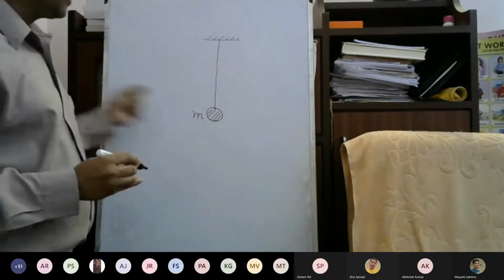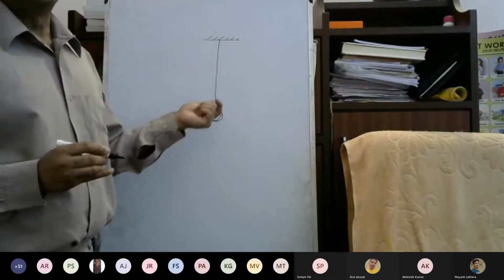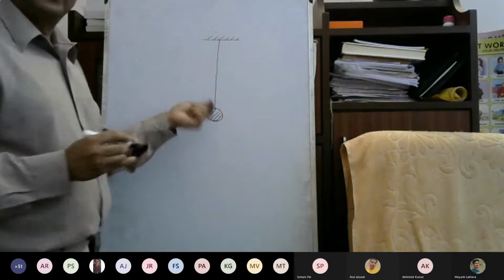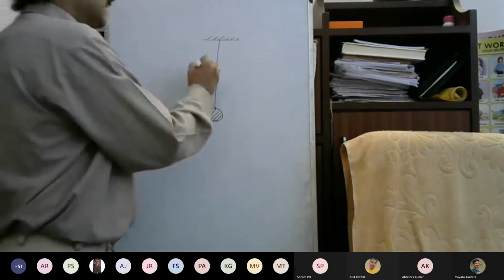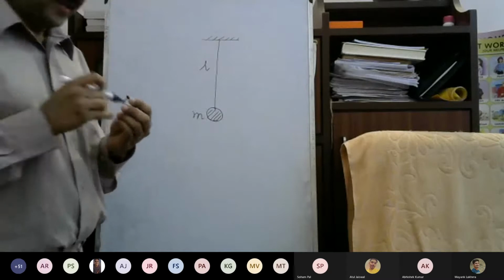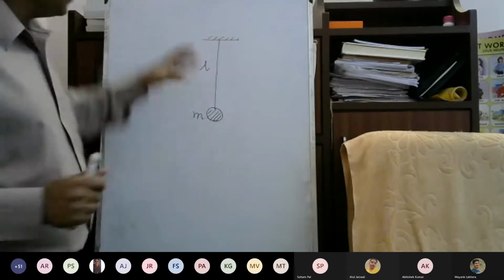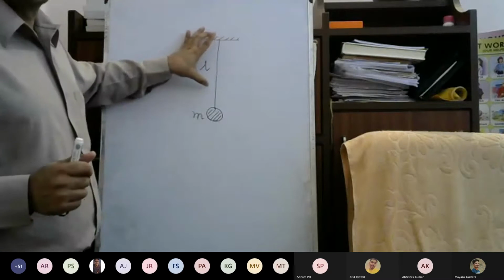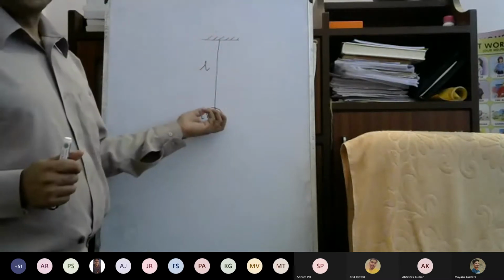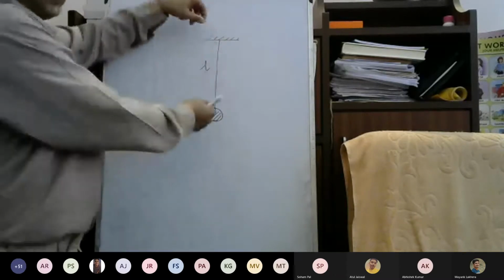That means there is no extension. The moment of inertia about the center of mass is negligibly small compared to its mass itself. So this is a point mass, and this is the string, which is again an assumption. This is a massless and inextensible string. So the string has no mass, which is of course not the real situation. But compared to the mass of the point mass, the string mass is negligible.